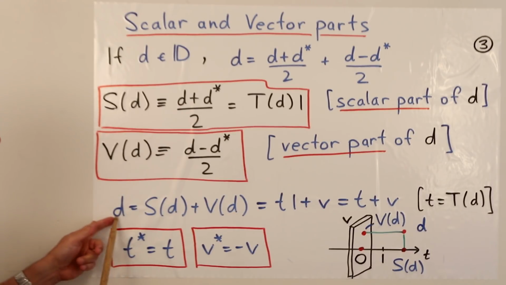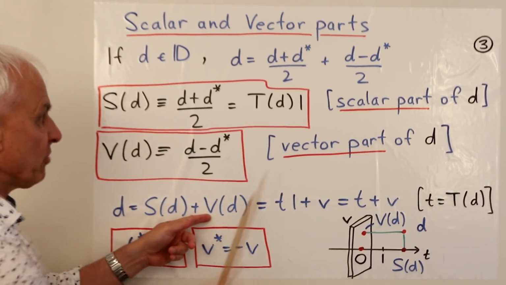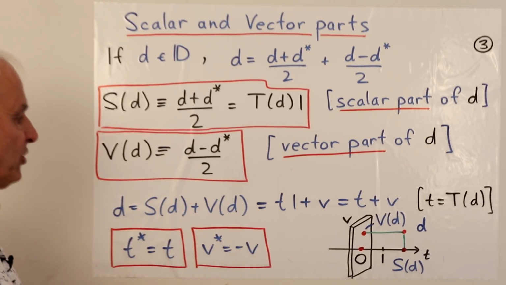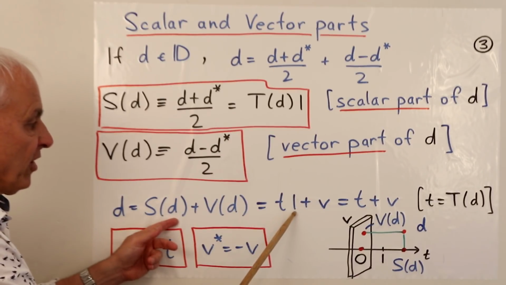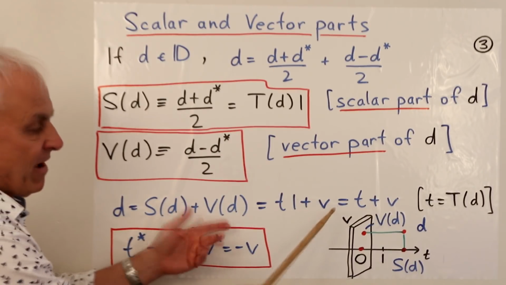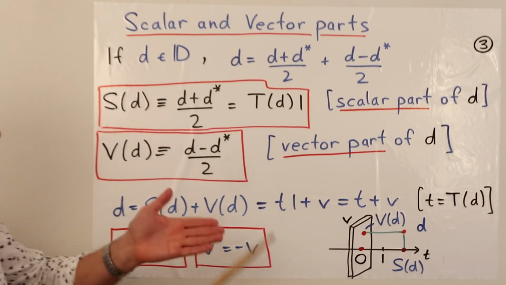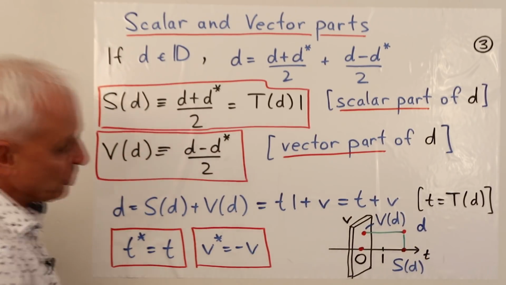So now we have that the dihedron D consists of the scalar part of D, S of D, plus the vector part of D, V of D. And if we want to, we can think of that as some multiple of the identity, because that's what this is, plus a vector. Okay? And this vector is in the transverse direction. So this is a kind of geometrical picture for the dihedrons.